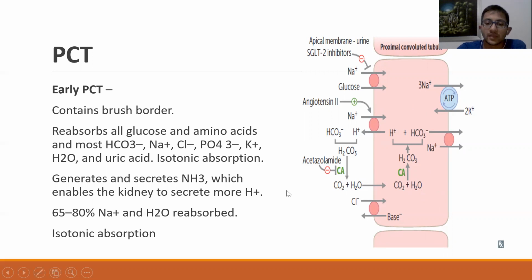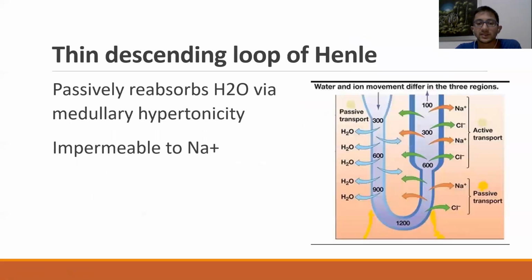Right. So let's move on to now the thin descending loop of Henle. This now passively reabsorbs water via medullary hypertonicity, and it's impermeable to sodium and chloride. So there are not really any ion channels over here. You can see over here water is getting reabsorbed. This is the concentrating part. The urine is getting really nice and concentrated over here. And that's because of the medullary hypertonicity. We'll come back to this in quite a bit of detail towards the end of the lecture.